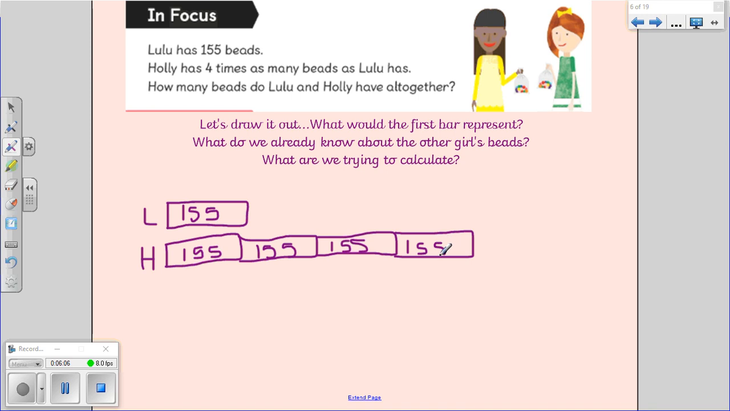So let's have a think about what we could do now, looking at this information. Do we know how much Holly has altogether? No, we don't. So that is the first step that we need to do. We need to work out how much Holly has altogether. But the question says, how many beads do Lulu and Holly have altogether? So then we've got to add all the amounts together. So let's have a little look at what we need to do there.